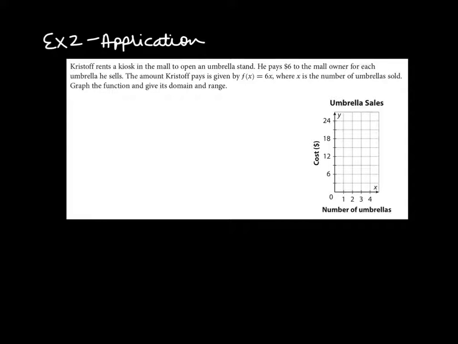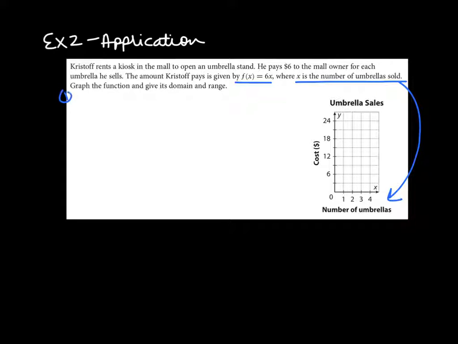Okay, so in this problem, you should notice they go ahead and give us a function. They tell us what everything stands for. So x is the number of umbrellas. Notice that they've put that on the x-axis for us already. 6 is the cost, or how much he's paying for each umbrella, or how much he pays to the mall owner, rather.